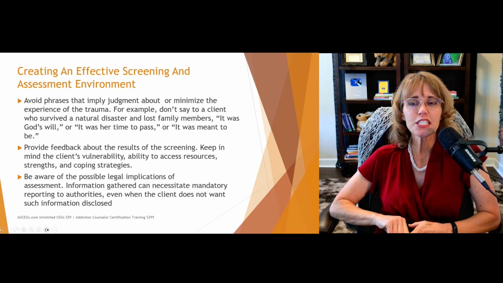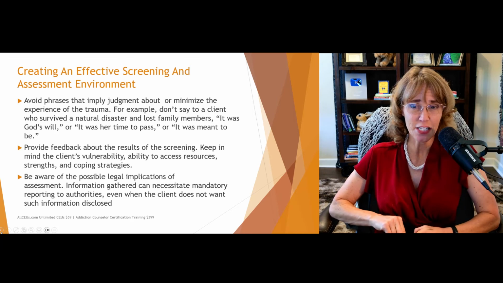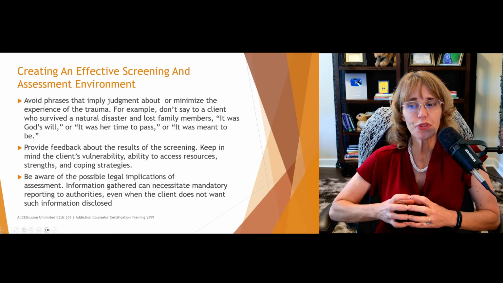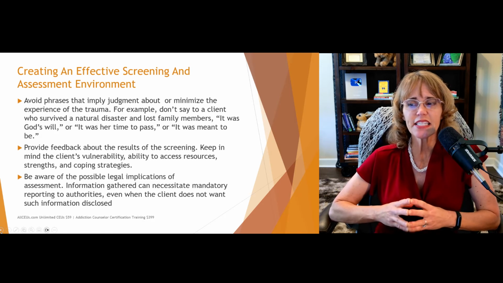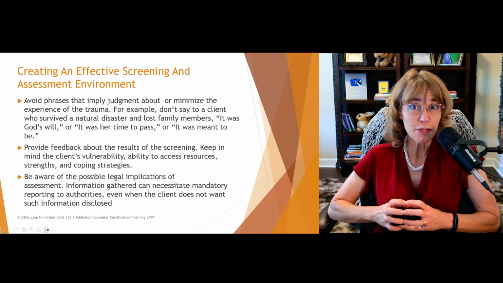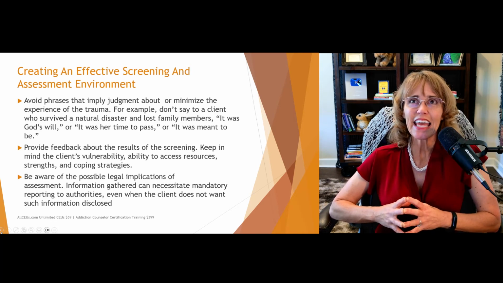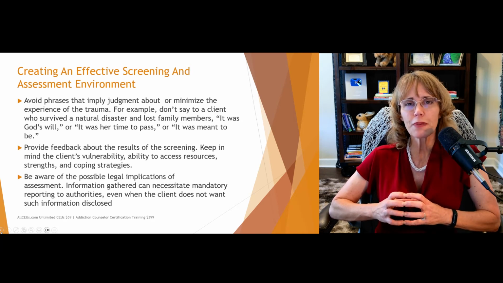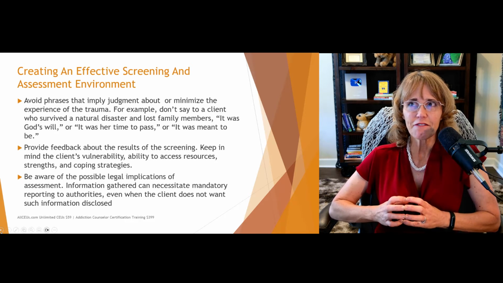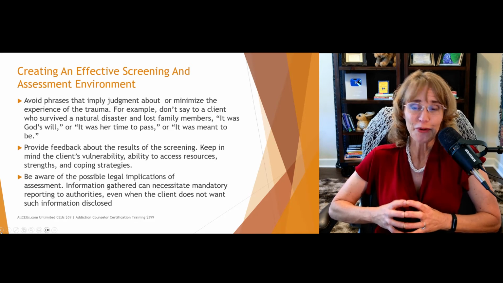Be aware of possible legal implications of assessment. Information gathered can necessitate mandatory reporting to authorities, even when the client does not want the information disclosed. So when we are doing an assessment or even a screening, it's important to make sure people understand their rights and confidentiality, especially if you're a mandatory reporter.